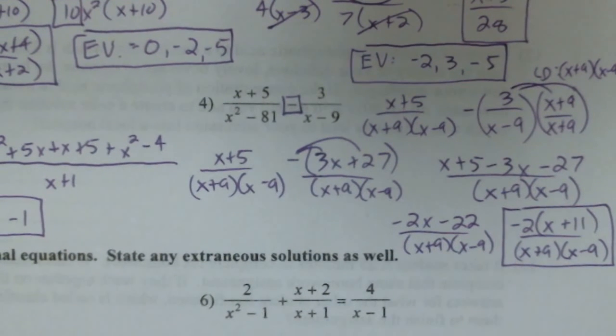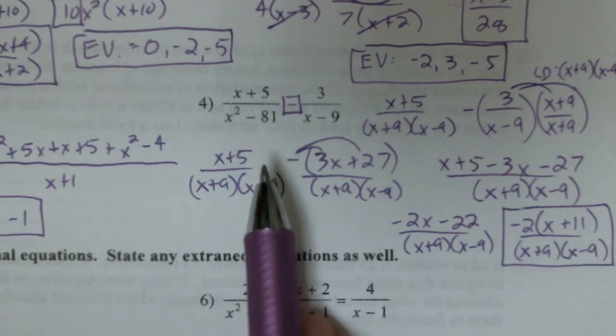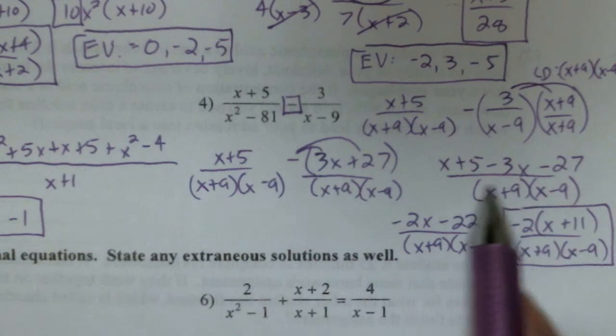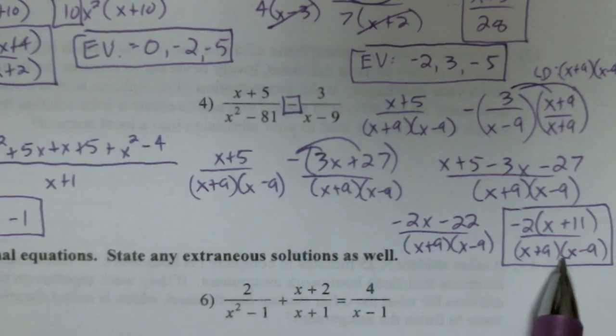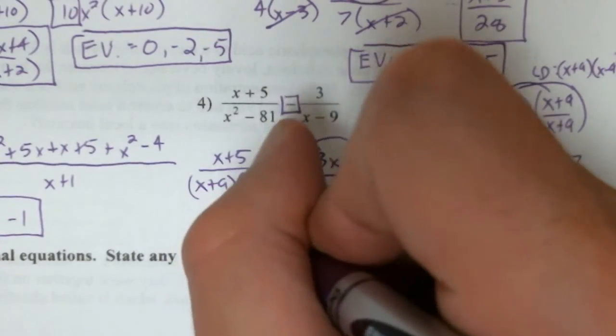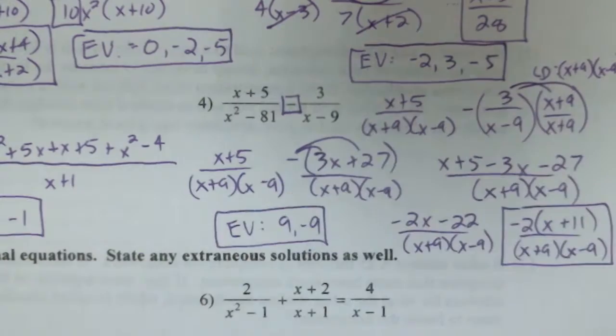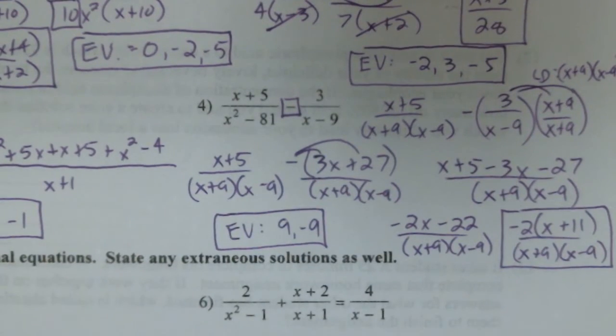Okay, so what about my excluded values? Basically throughout the whole problem, I never flip. Throughout the whole problem, I just have an x plus 9 and x minus 9. So my excluded values will be 9 and negative 9. Okay, that is operations with rational expressions.